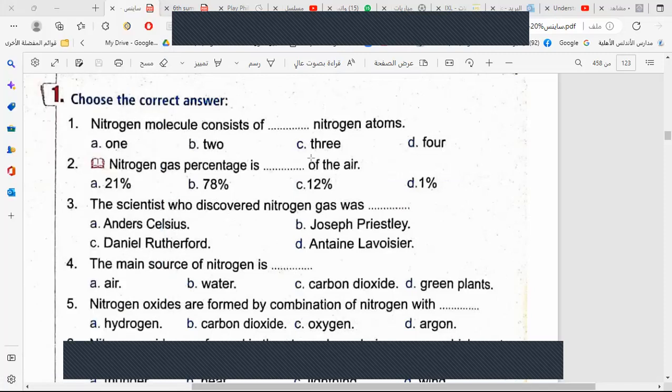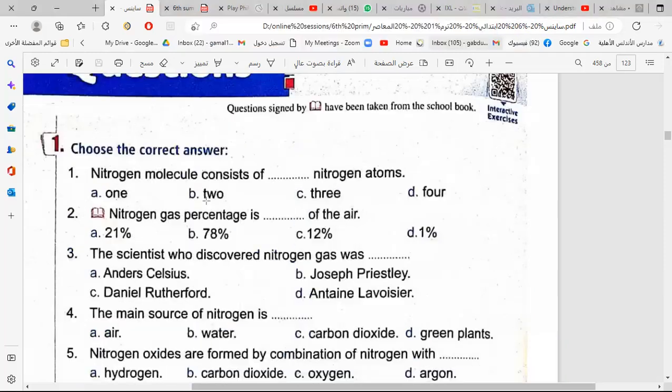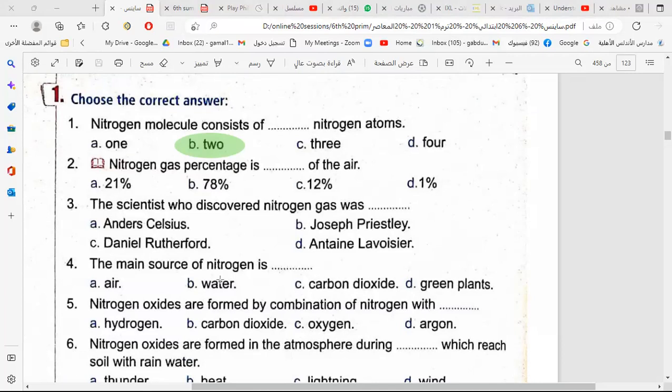Nitrogen molecule consists of two nitrogen atoms. Very good, Muaz. Nitrogen molecule consists of 2 nitrogen atoms, and they are similar atoms. Okay. Number 2 now, Muhammad Abdurrahman. Hands down, Muaz. Yes, teacher. Nitrogen gas percentage is 78% of the air volume. Very good, Muaz. Thank you, Muaz. Next, Muhammad Abdurrahman.